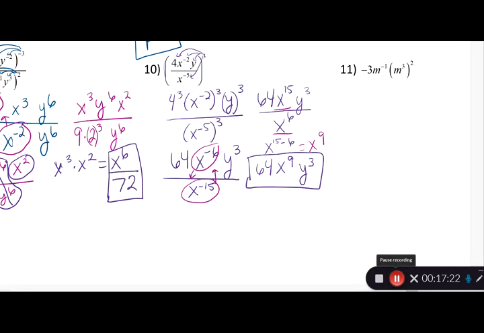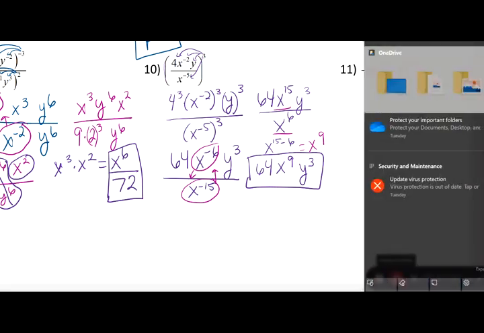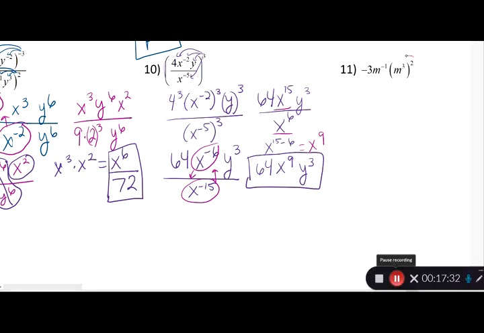Okay, so looking at 11, it says negative 3m to the negative 1, (m cubed) squared. So if you see, this square here is only attached to this m to the 3rd. These two don't have anything extra happening. So I'm just going to rewrite negative 3 m to the negative 1. M cubed squared is multiplication, so I get m to the 6th.